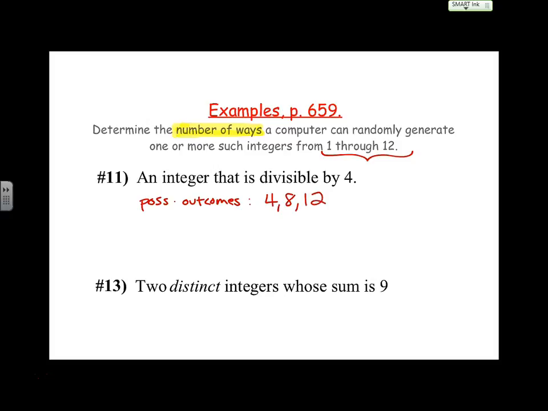We're thinking about all the different numbers it could choose from. It can choose any of the numbers 1 through 12, and how many does it have to choose from? And the answer is 3. Because order didn't matter.